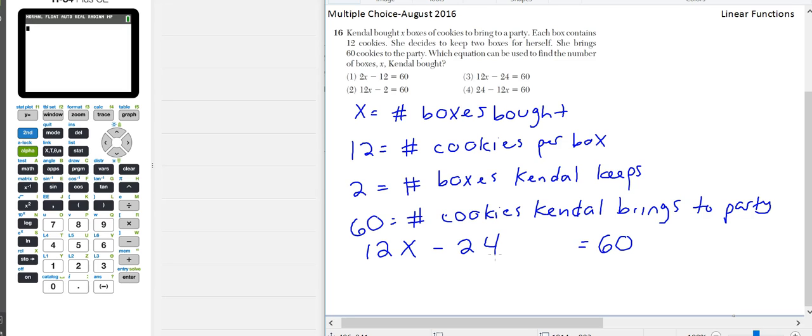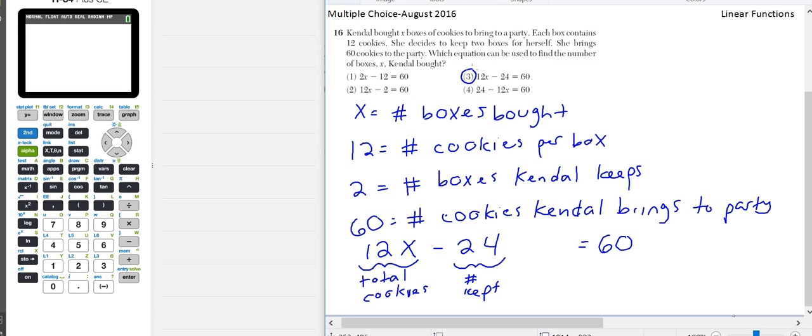12x is the total number of cookies that she bought. 24 is the number she kept for herself. And that should give us the number that she brought to the party. The total amount that she bought minus the amount that she kept for herself should give us the number that she brought to the party. If we solved this for x, we would be able to see how many boxes she bought. And this is choice 3, 12x minus 24 is equal to 60.